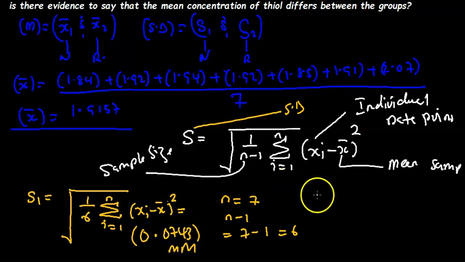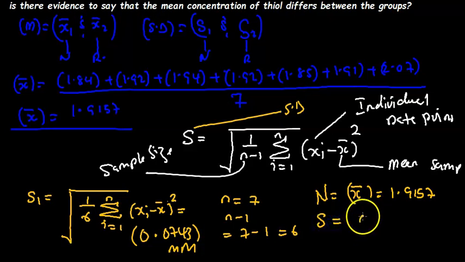So notice that for the first one, which is for the normal, we have the mean to be 1.9157, and we have the standard deviation to be 0.0743. So let's move to the next one.